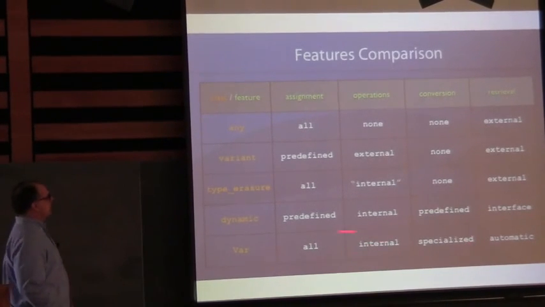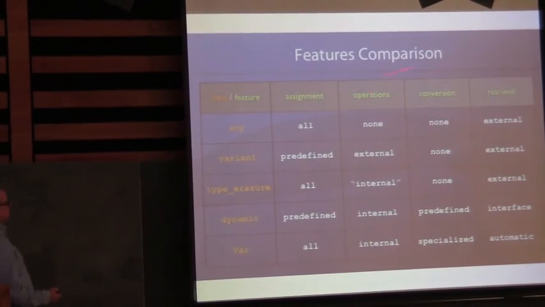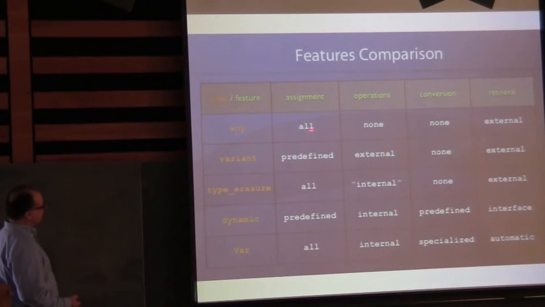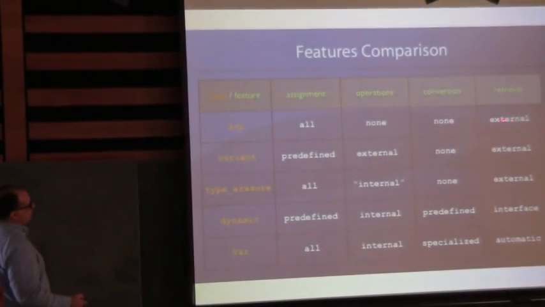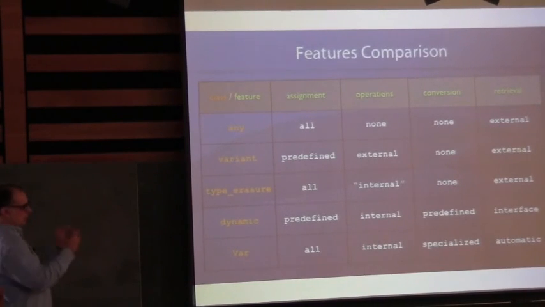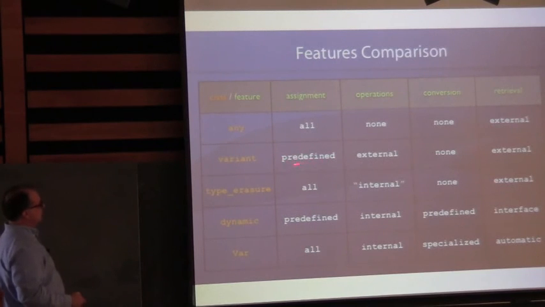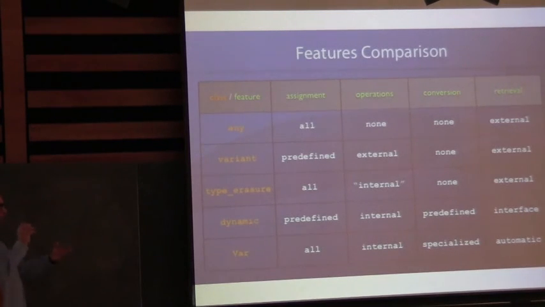And here's an overview of the features comparison. So if you look at any, you can assign all types to it. It doesn't provide really any operations on those types other than getting the same type out. Doesn't provide any conversions, and the retrieval of the value is externalized, not part of the class. Variant, you can assign predefined types. Operations are external through visitors mainly. There's no built-in conversion, and then the retrieval of the value is also with external facilities.